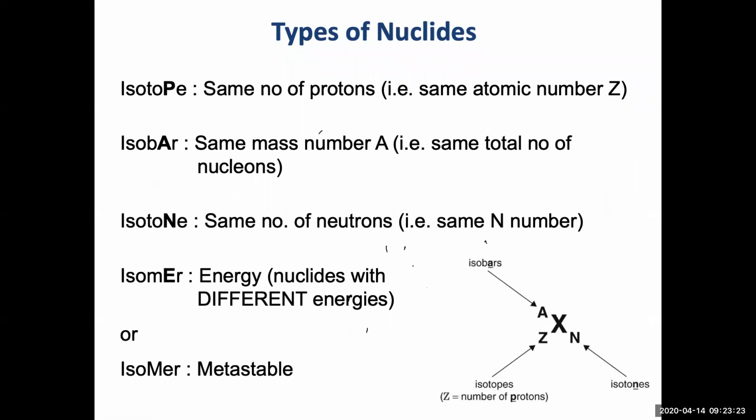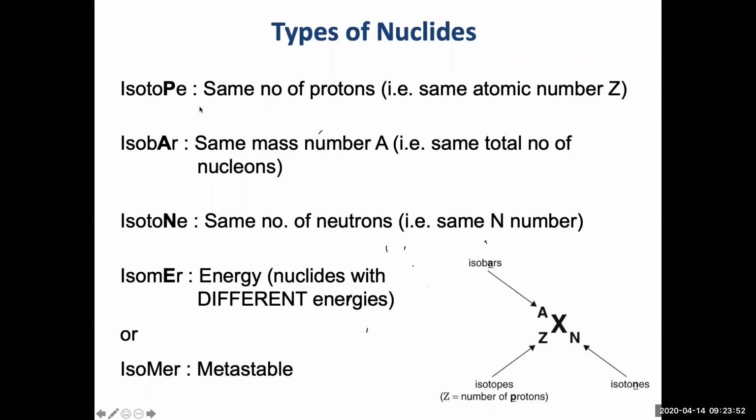There are different types of nuclide. Let's start with isotopes. We keep saying radioisotopes in nuclear medicine; you can hear it very frequently there. Isotopes mean the same number of protons, or the same atomic number Z. I remember that by looking at the P here: isotope, same number of protons, P for protons. Same number of protons, different number of neutrons.